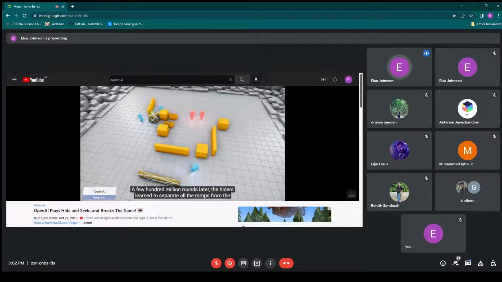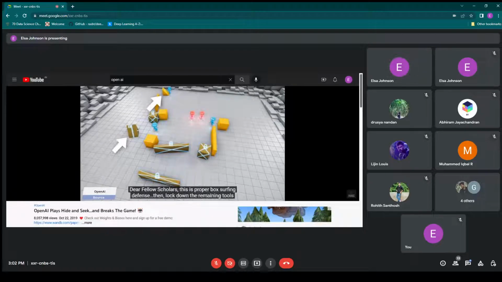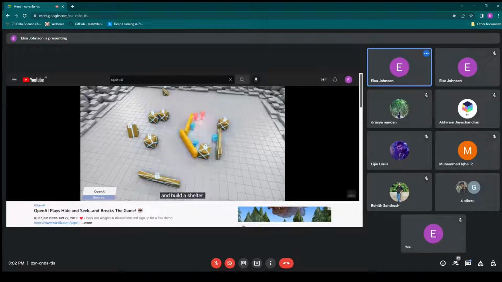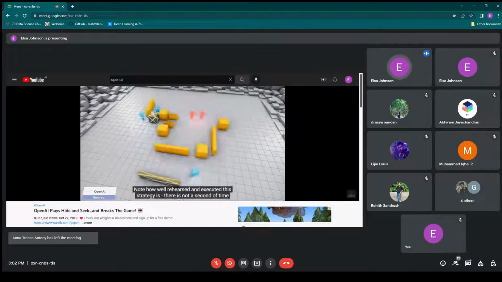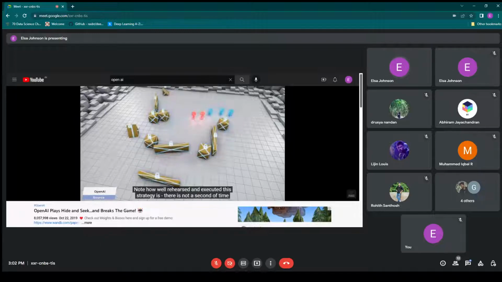A few 100 million rounds later, the hiders learned to separate all the ramps from the boxes. Dear fellow scholars, this is proper box surfing defense. Then, lock down the remaining tools and build a shelter. Note how well rehearsed and executed this strategy is. There is not a second of time left until the seekers take off.